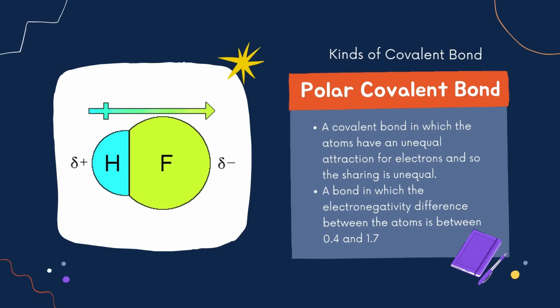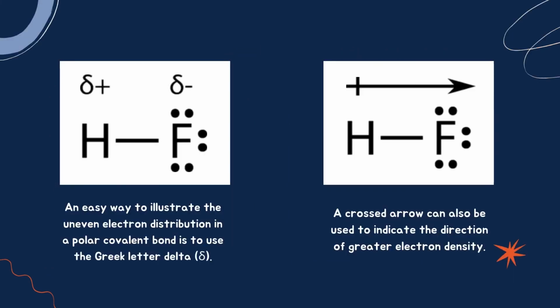Now, look closely at the picture. In the polar covalent bond of HF, the electron density is unevenly distributed. There is a higher density, the yellow one, near the fluorine atom, and a lower density, the blue one, near the hydrogen atom.